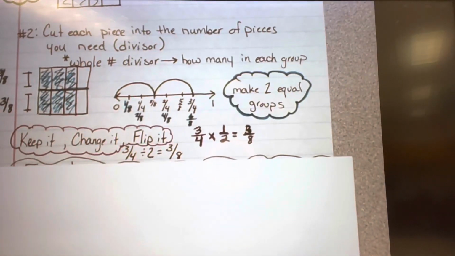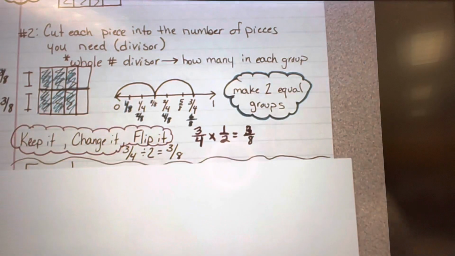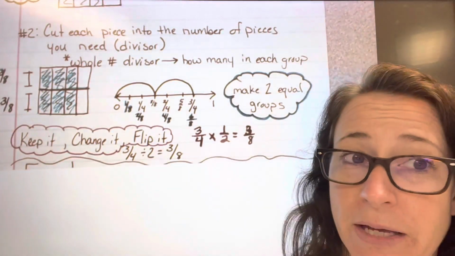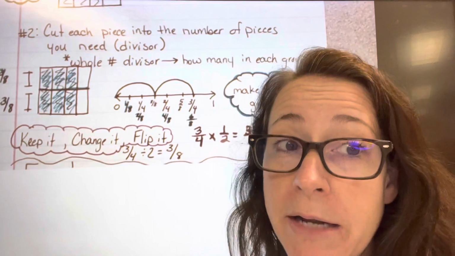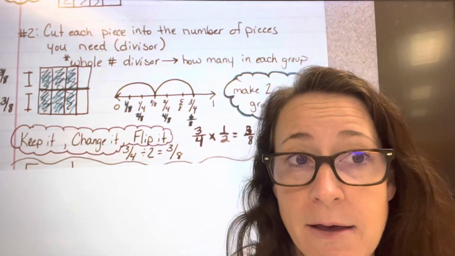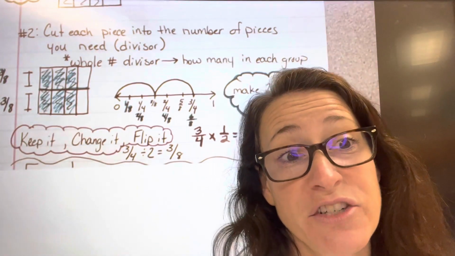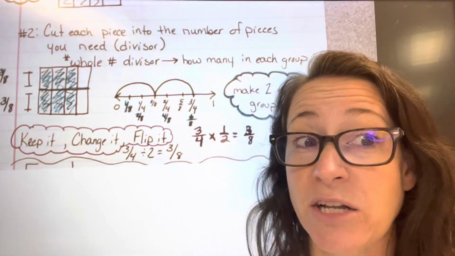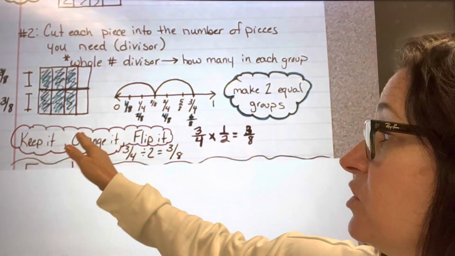And here I have applied the algorithm, which is keep it, change it, flip it, which I'm going to be talking about. We're going to be modeling it, and we're also going to do the math, because you're going to need to understand both of those for this unit, for this module 2. So I have keep it, change it, flip it.